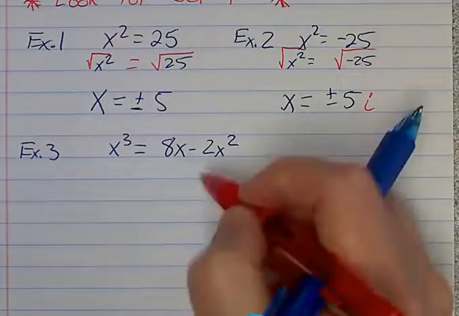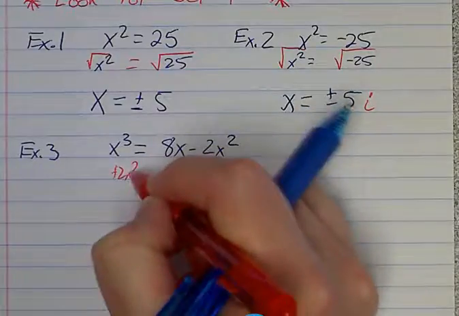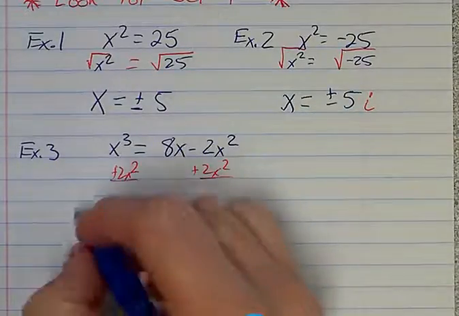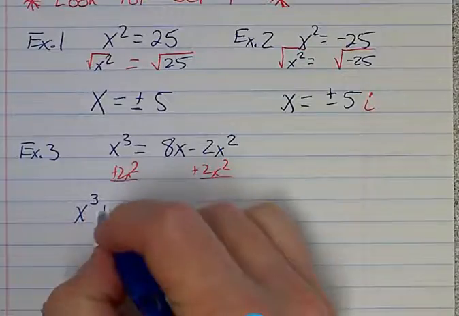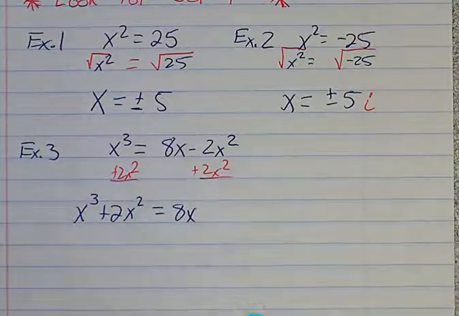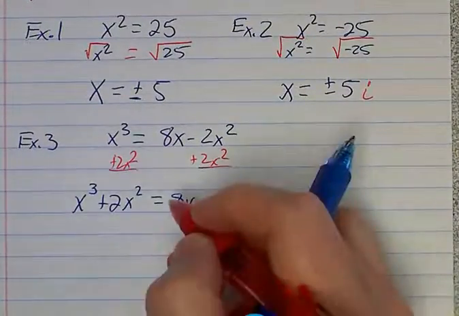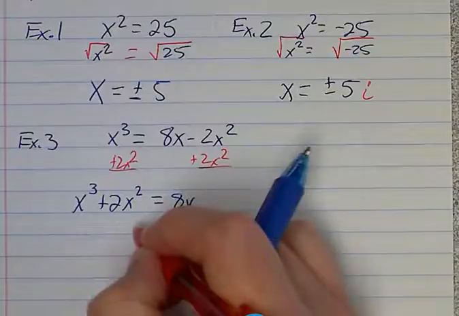So for this one, let's get rid of the 2x squared and move it over to this side. And then do the same thing with the 8x. Let's move it over here so it's positive, so we need to subtract 8x from both sides.